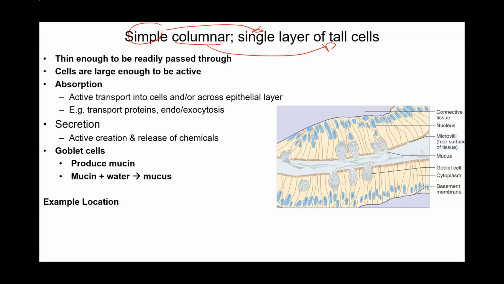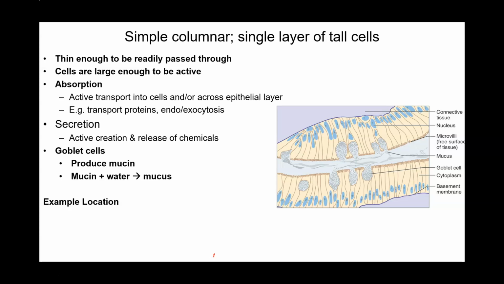And so by being a single layer, because it's a simple epithelium, it's thin enough to be easily passed through. But like simple cuboidal, the cells are big enough to be active. And so from a functional standpoint, simple columnar and simple cuboidal basically function the same, right?